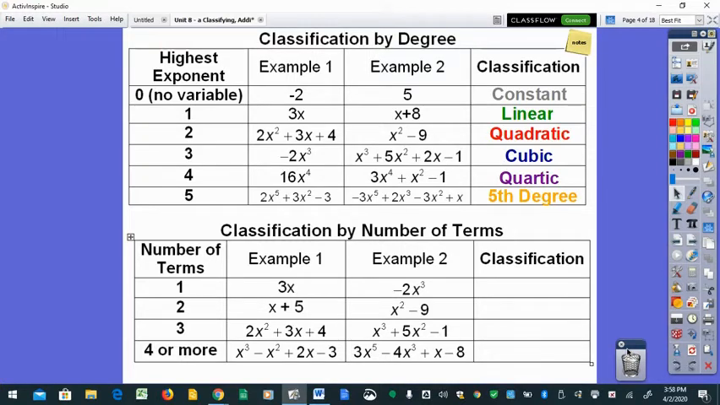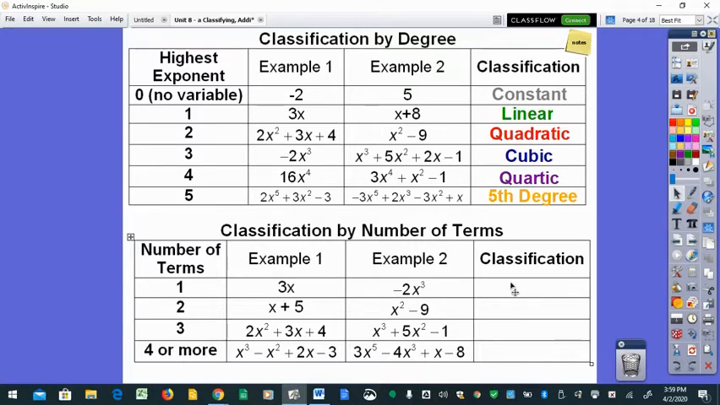But of course, we can also have a last name. So you're going to classify, you're going to name it by degree, which is what we just did here. But then how many terms are there? So notice there's one term in both of these. There's 2 terms, the 2x and the 5, or the x squared and the 9. Down here you see 1, 2, 3. Remember, the terms are separated by either addition or subtraction, and there's 3 over here, and there's 4.